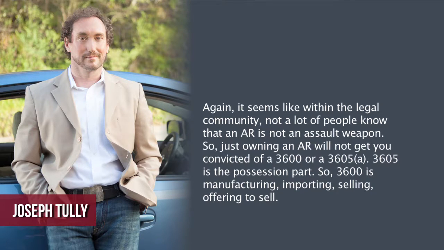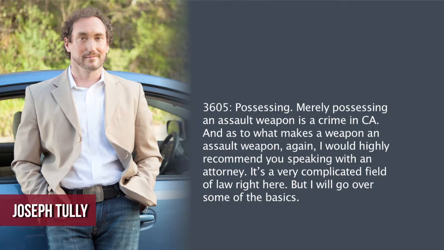30605 is the possession part. So 30600 is manufacturing, importing, selling, offering to sell, but 30605 is possessing. So merely possessing an assault weapon is a crime in California.